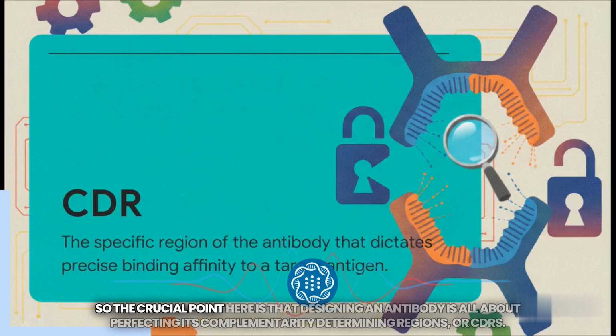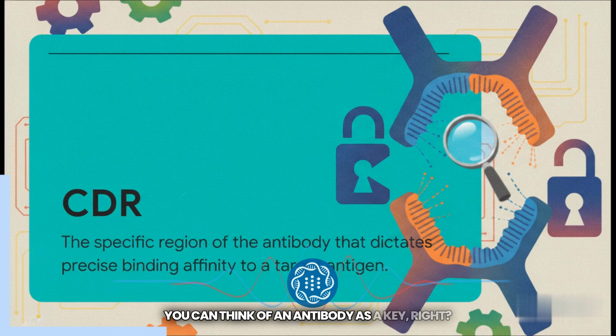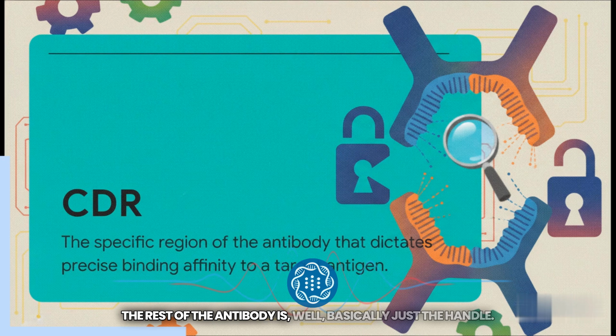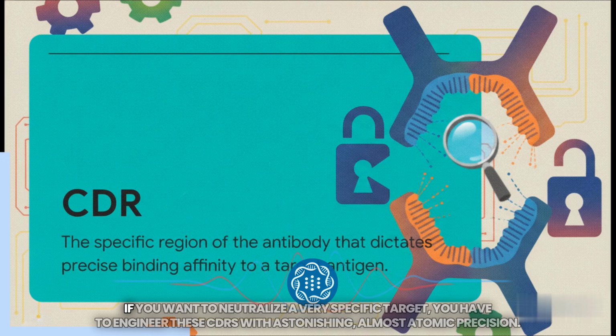So the crucial point here is that designing an antibody is all about perfecting its complementarity determining regions, or CDRs. You can think of an antibody as a key, right? And the disease, the antigen, is the lock. The CDRs are essentially the highly variable ridges and grooves that determine whether that key will actually turn the lock. The rest of the antibody is, well, basically just the handle. If you want to neutralize a very specific target, you have to engineer these CDRs with astonishing, almost atomic precision.